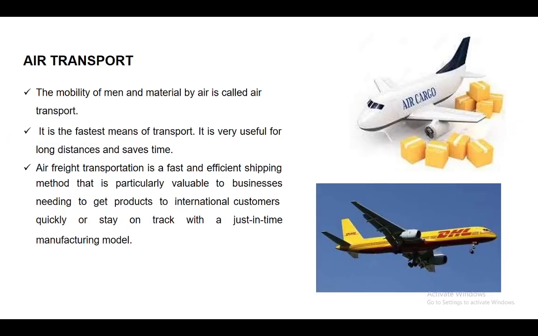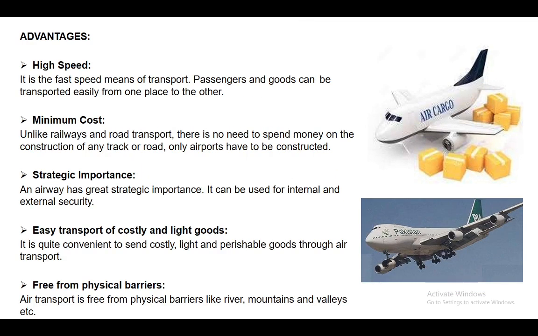The next type is the air transportation system. The mobility of man and material by air is called air transport. It is one of the fastest means of transportation if we compare it with water or railroad. Freight transportation by air is one of the fastest and most efficient shipping systems through which valuable goods such as gold, stones, etc. could be imported and exported within and outside of the region, just in time.